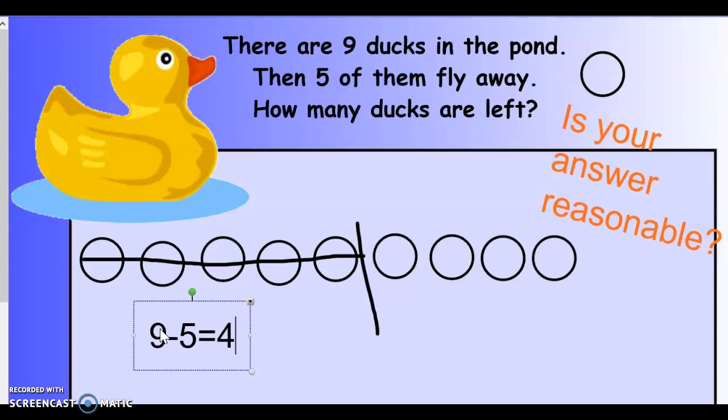What if I told you that there were 8 ducks left? Would that be a reasonable answer? No, because that would only be taking away 1 duck, and we read in the problem that 5 of the ducks flew away. So we have to double check when we're doing our work. Is our answer reasonable? Does it make sense? Very good.